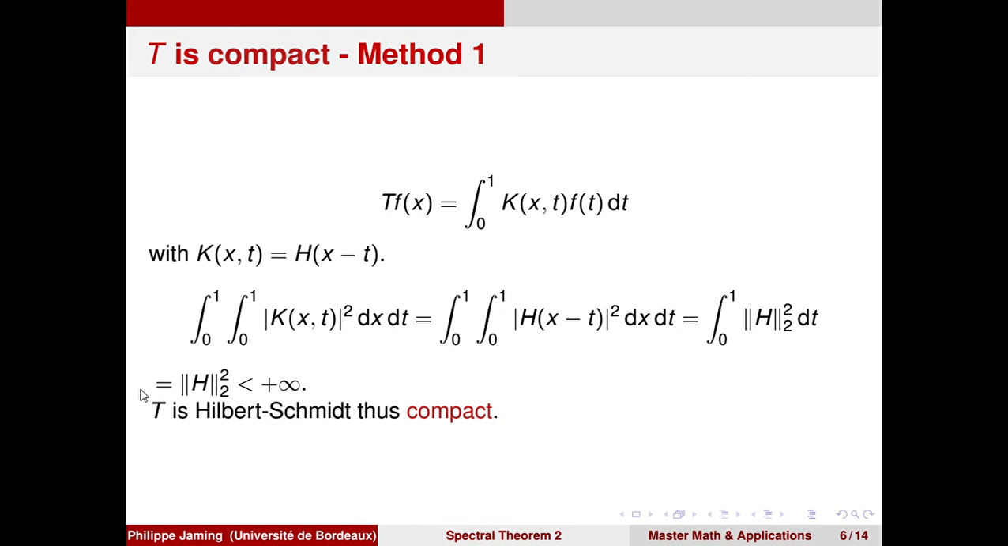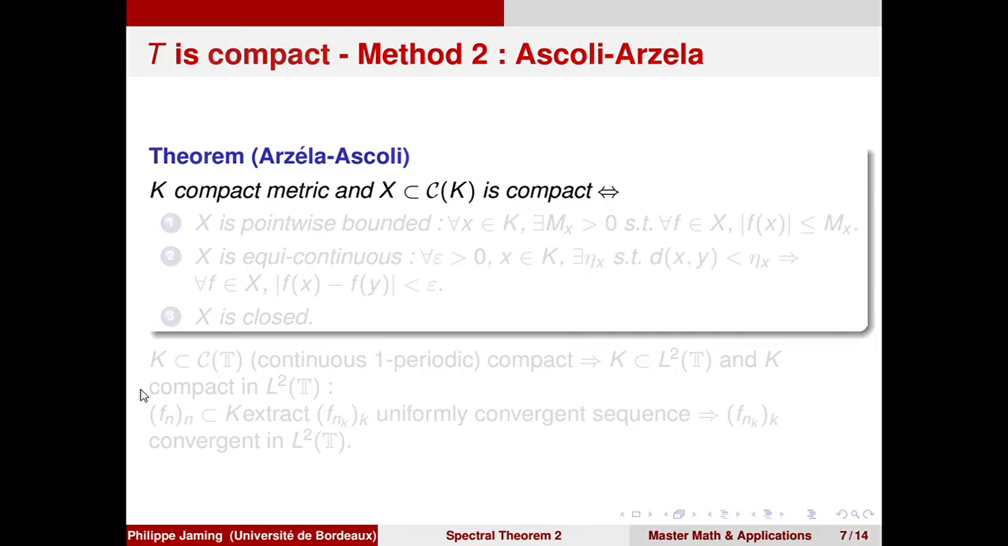We may as well use a compactness criterion in infinite dimension, which can be Arzela-Ascoli, which we recall: K is a compact metric space, X is a part of the set of continuous functions on K, then it is compact if and only if X is pointwise bounded. So f of x is bounded over all f in X for each fixed x.